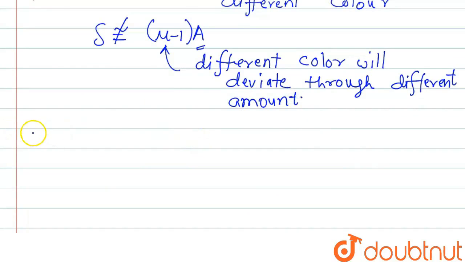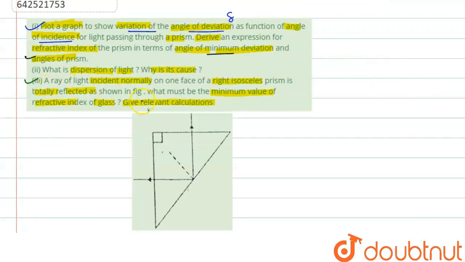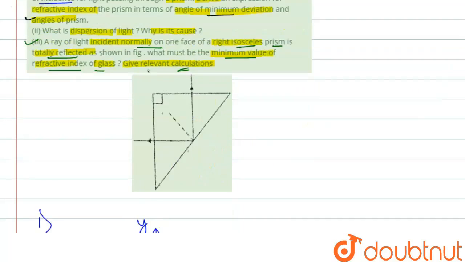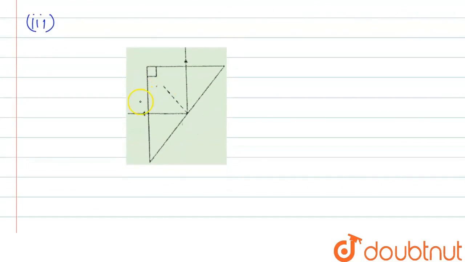Now coming to the third part. For the third part, we have to find out the minimum value of the refractive index of the glass so that the ray of light incident normally to one surface of the right isosceles prism is totally reflected, and we have to show the calculation also. So if we take this figure, here this is the direction of the light, and this is after reflection. So this will be the angle of incidence.